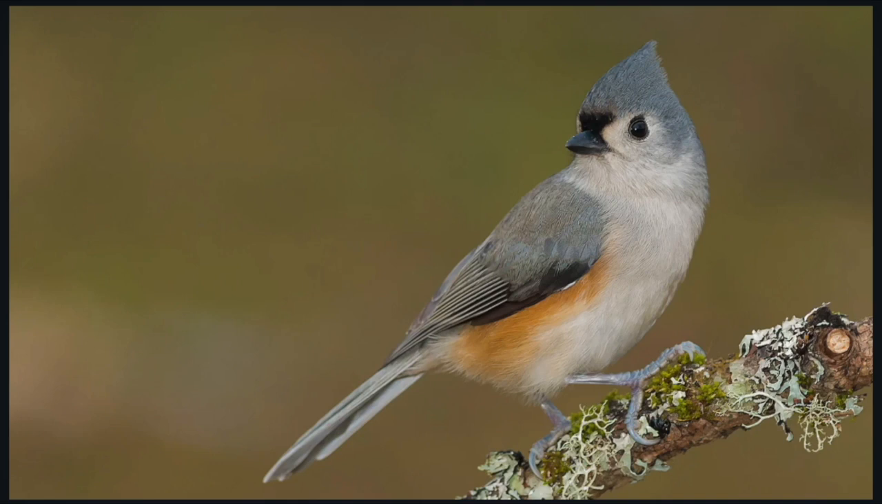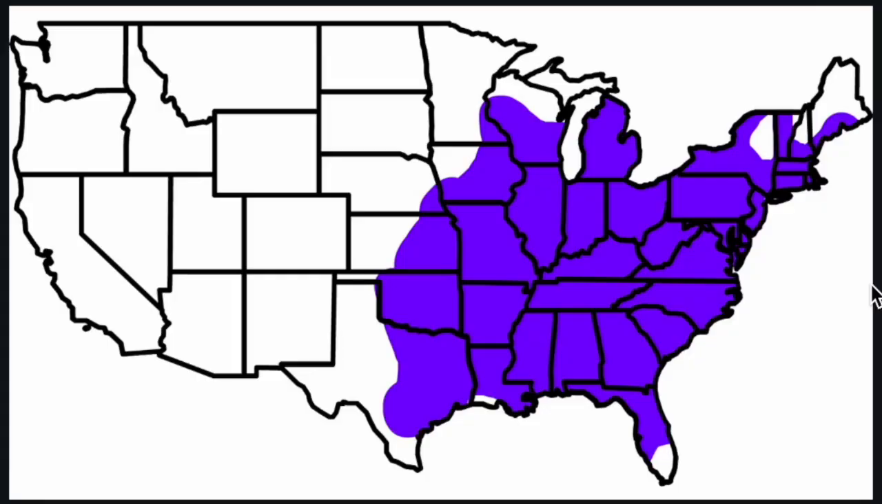Next is the tufted titmouse, gray bird with a pretty big gray crest. Makes it pretty easy to identify. I've also got this rufous color on the flanks. Again, another Midwestern and Eastern backyard bird.